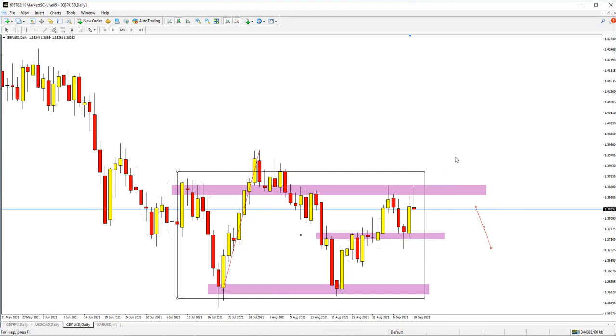So is there a good trend that we can take from here? Actually, nothing. There's nothing that we can take. It's seriously ranging. So Pound USD, right? It's not a good pair. It's ranging. And this ranging market, for example.